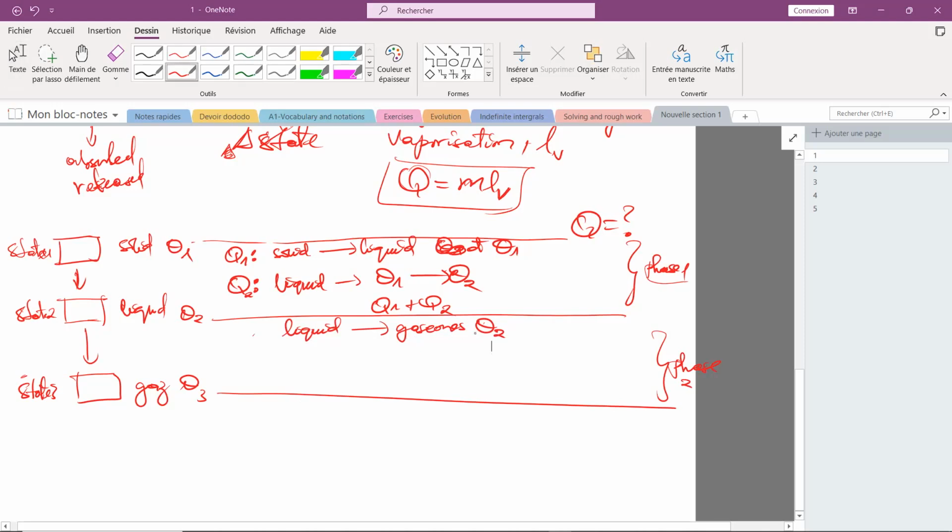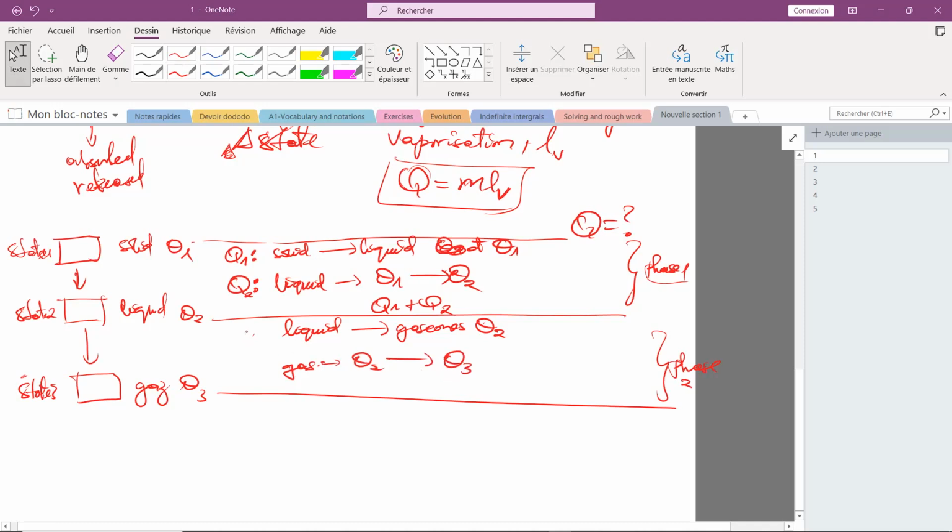When it is already a gas at this temperature, that's when it will then leave this temperature into this temperature. So when it is already a gas, it will do what? It will leave the temperature theta 2 into what? The temperature theta 3. That's how substances behave.